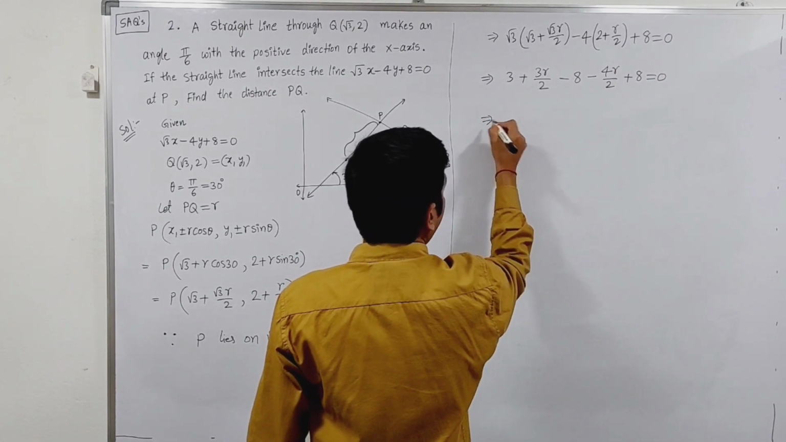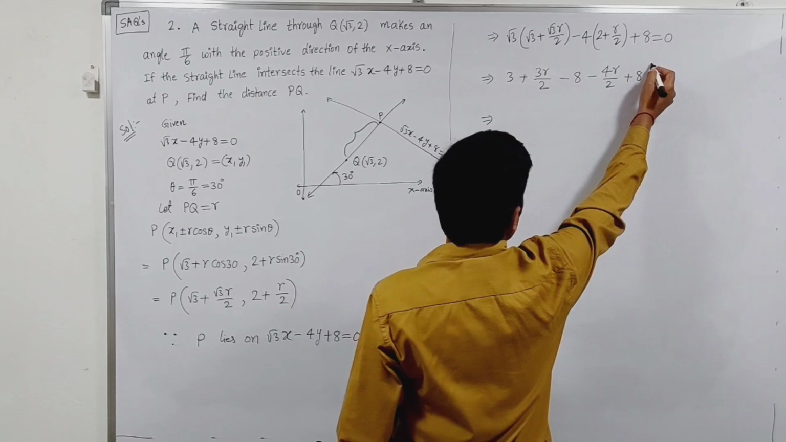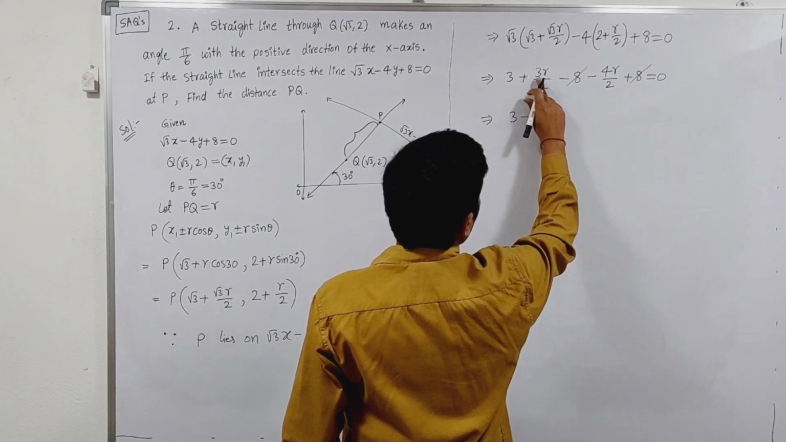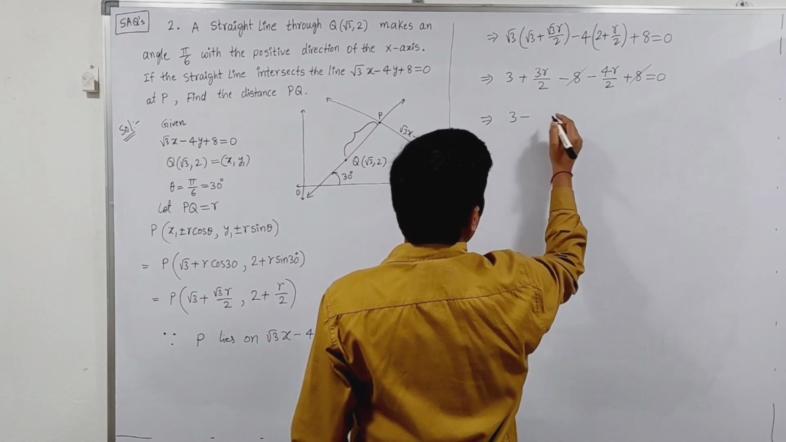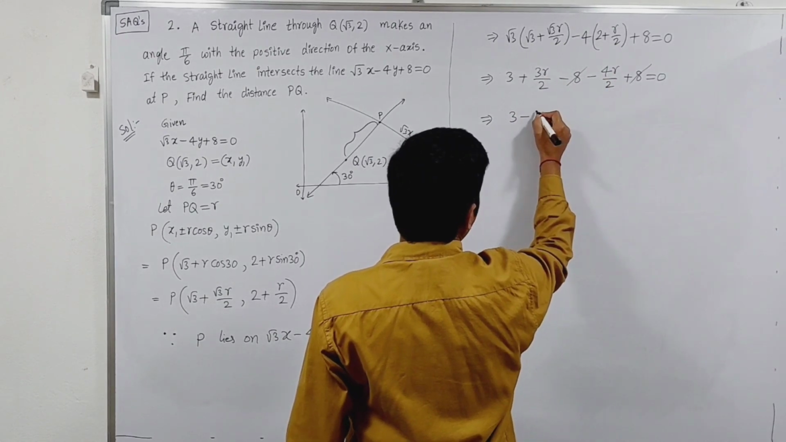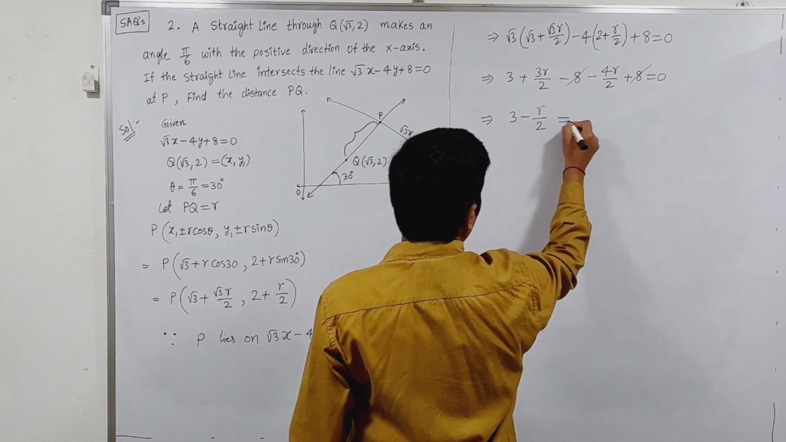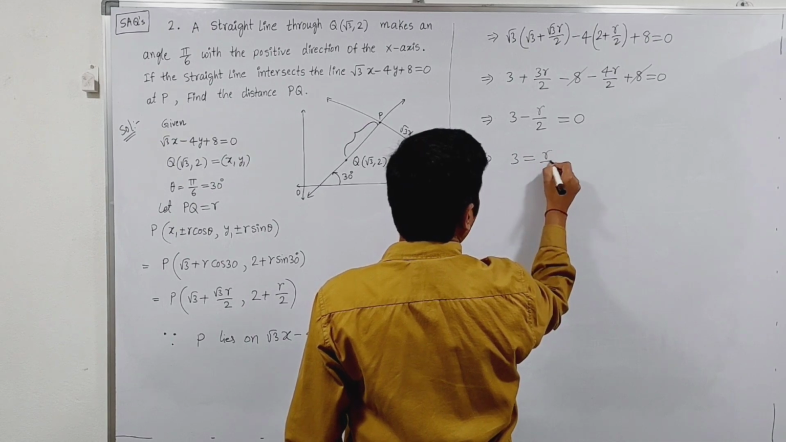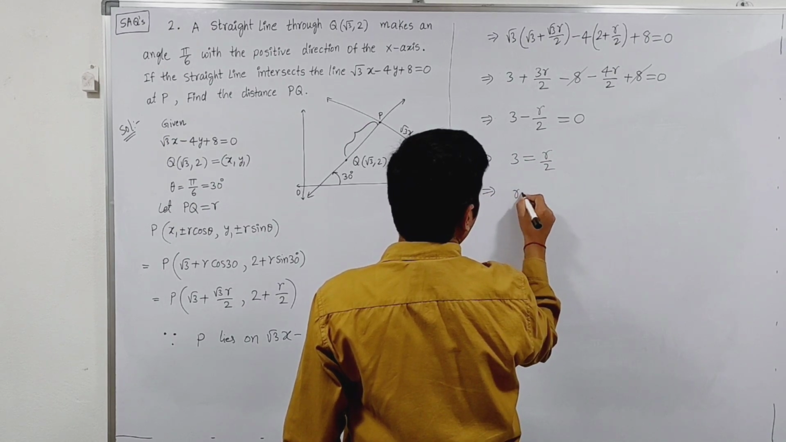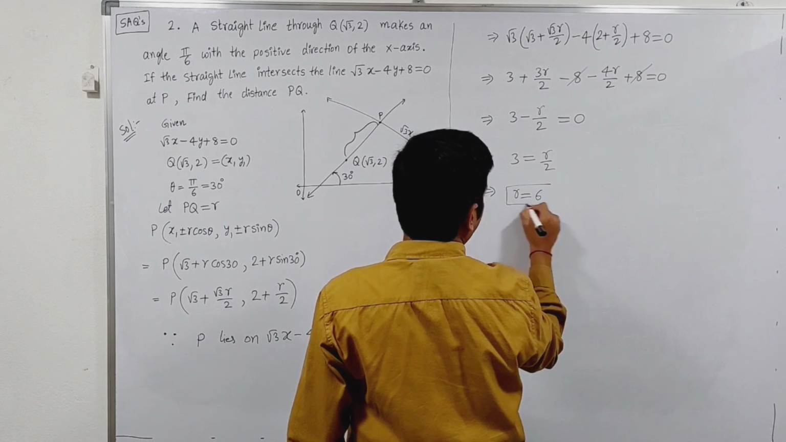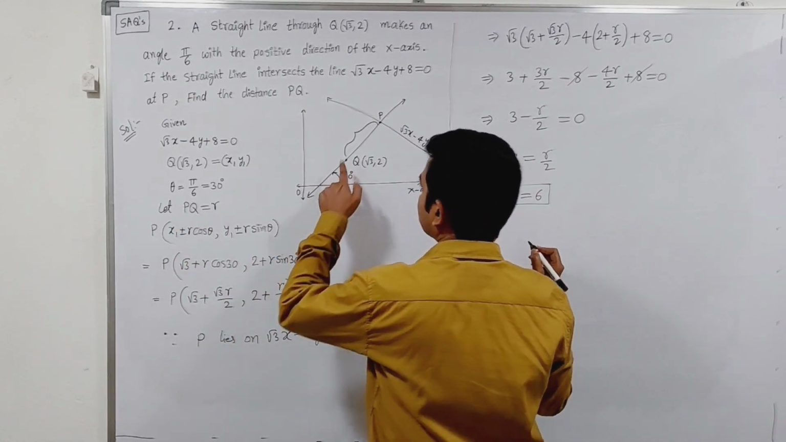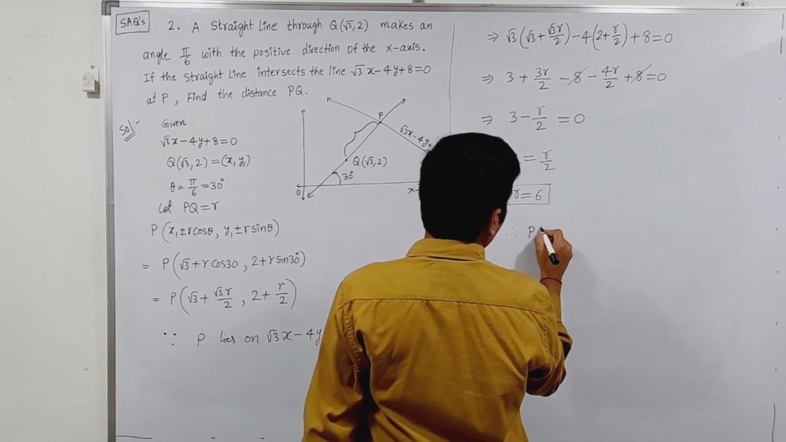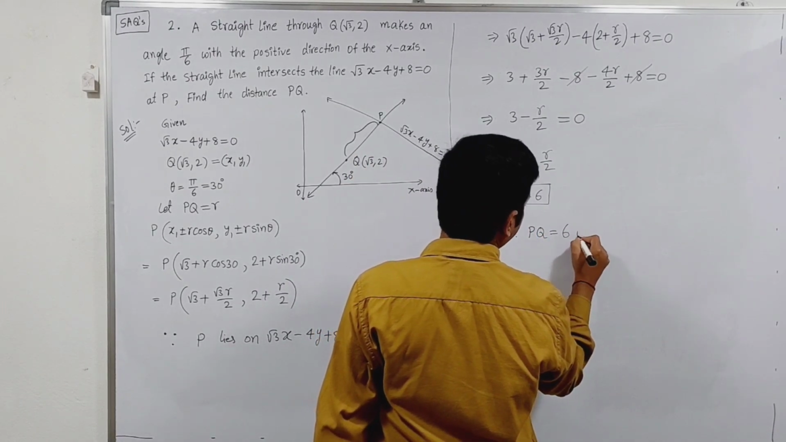Now from this equation, minus 8 plus 8 get cancelled. Remaining terms: 3 plus 3r by 2 minus 4r by 2, that is 3r minus 4r, means minus r by 2, equal to 0. That implies 3 is equal to r by 2. From this equation, r is equal to 6. What is the r for? r means the distance between P and Q. Therefore, the distance between P and Q is equal to 6 units.